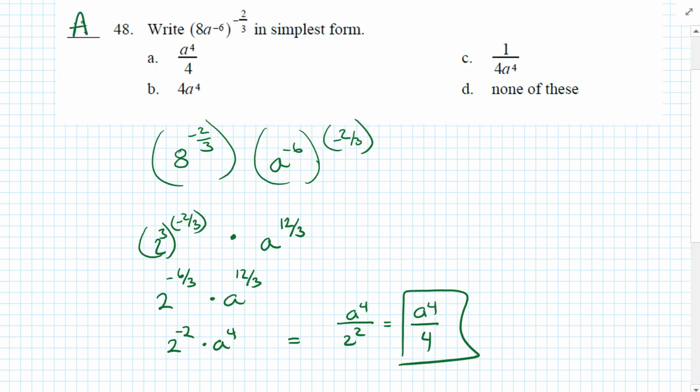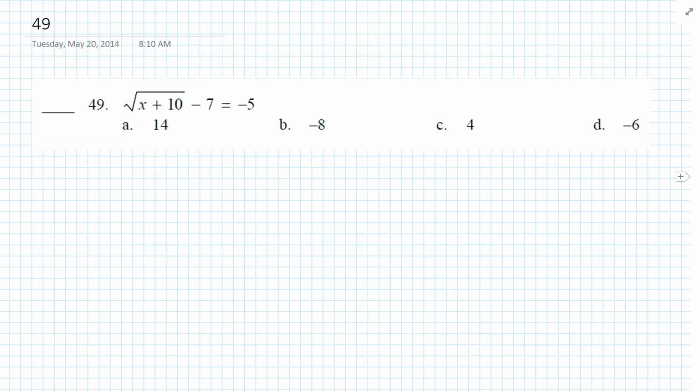Go through that one again if I went too fast. Make sure you understand how to distribute exponents. Remember the negative sign, just at the very end, it flips. If it was a numerator, it becomes a denominator.